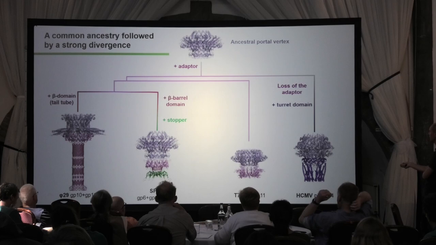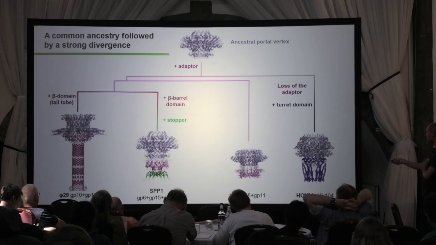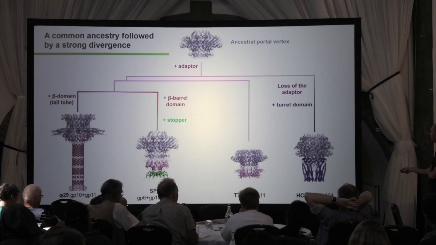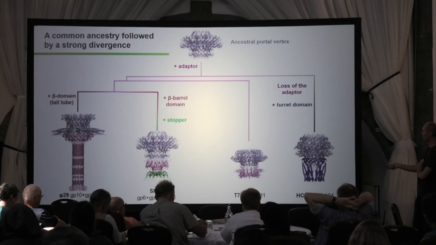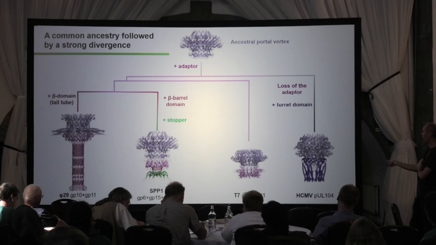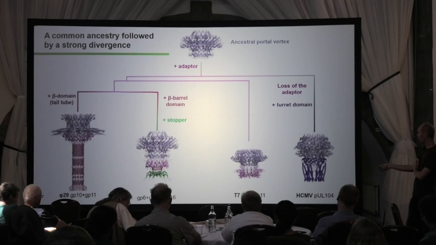If we look at the branches leading to tailed bacteriophages, the most distant is the one leading to T7, that kept its adapter but did not evolve a beta barrel. And then we have bacteriophages that are more closely related to SPP1, where we have the acquisition of a beta barrel, with two different possible geometries. And in the case of phi29, we first have the evolution of this beta barrel, and the branch leading to SPP1 acquired a third protein, which is a stopper.